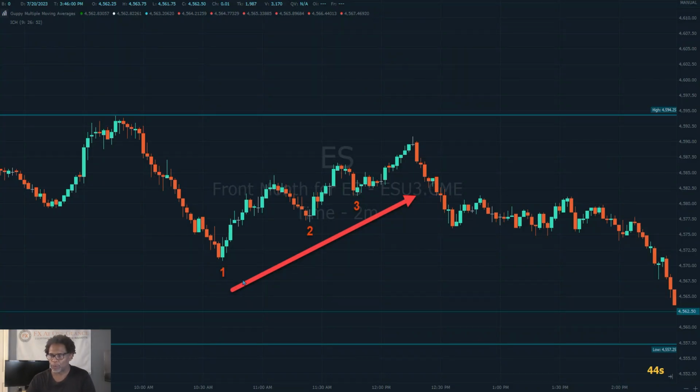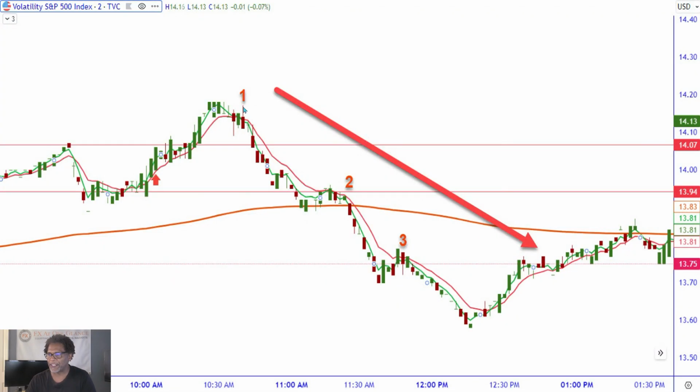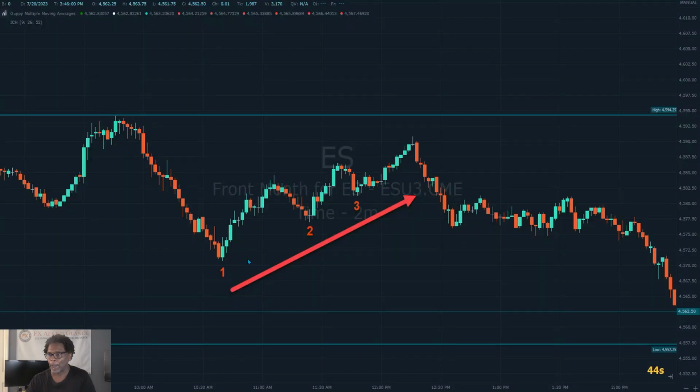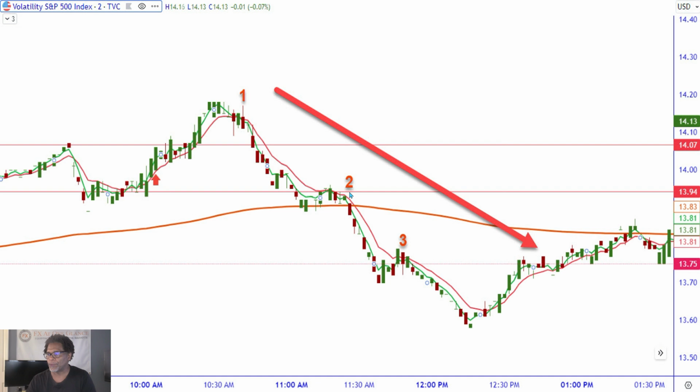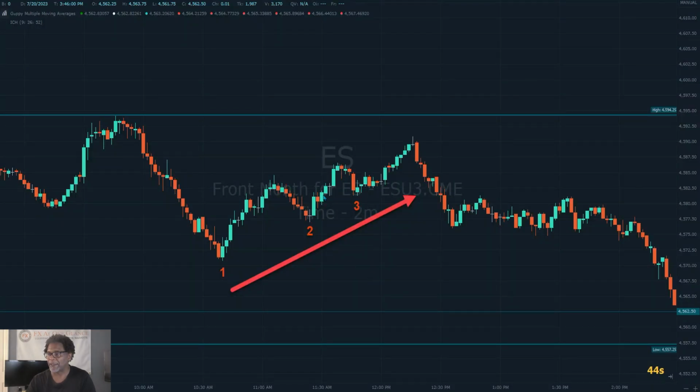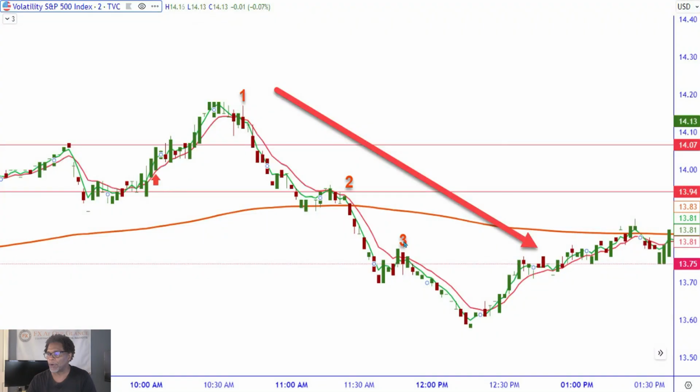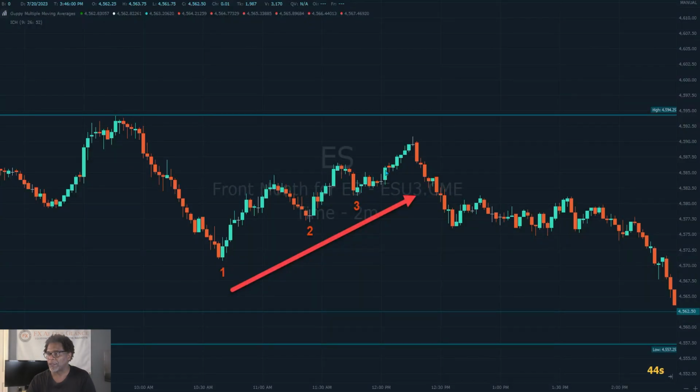And when we look at those points, we could see point 1. Let's go back. So point 1, the VIX was going down. Point 1 on our chart, the market is going up. Point 2, the VIX is going down. Point 2, the market is going up. All right. Point 3, the VIX is going down. Point 3, the market is going up. Overall, that market was bullish.